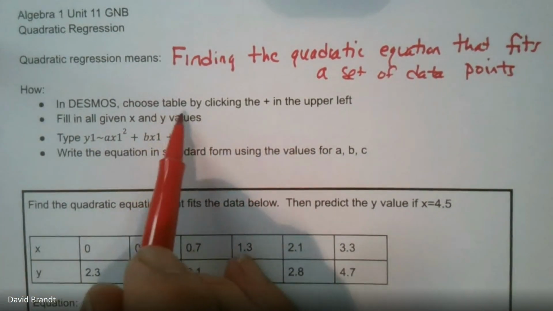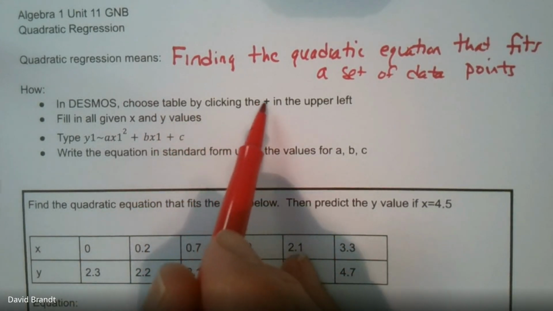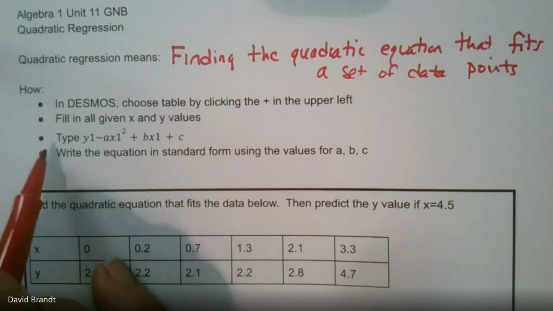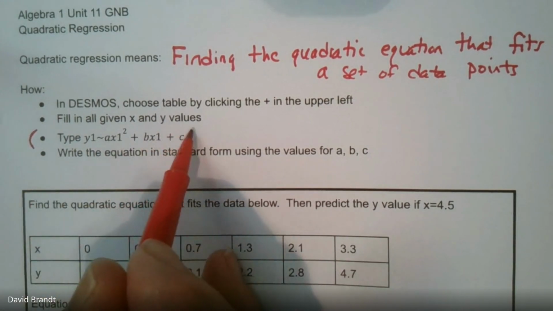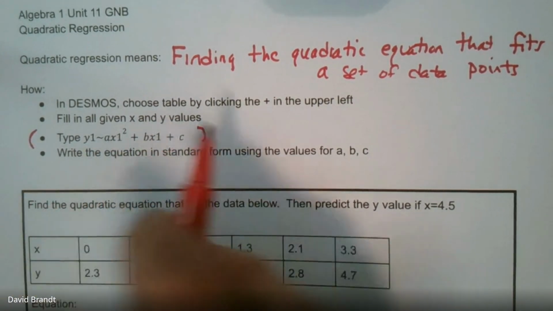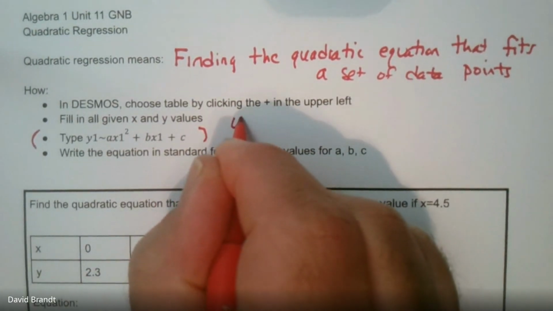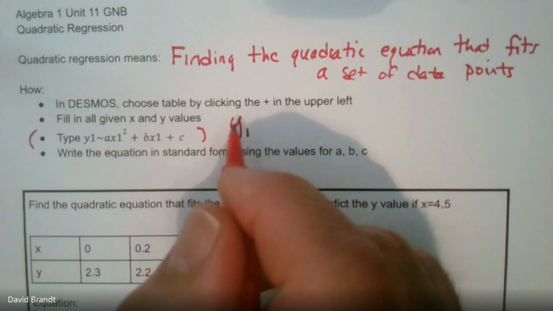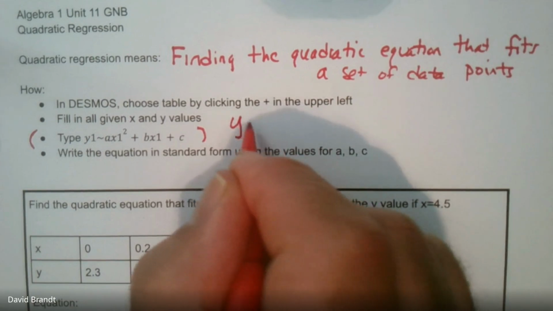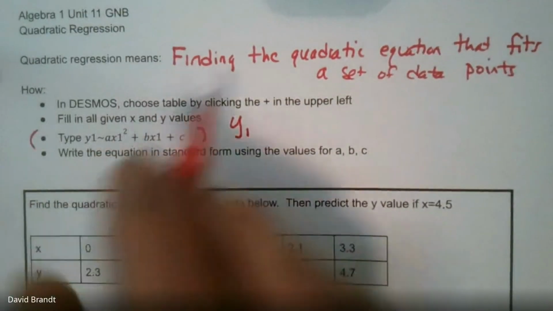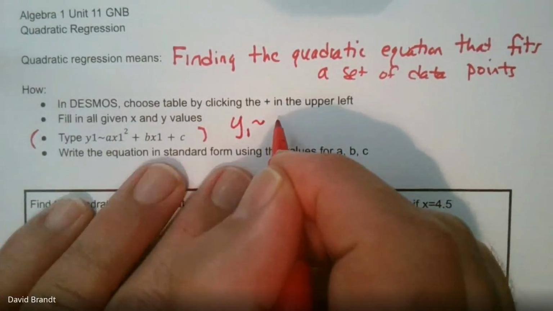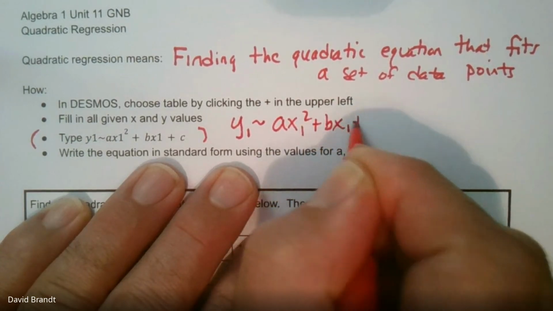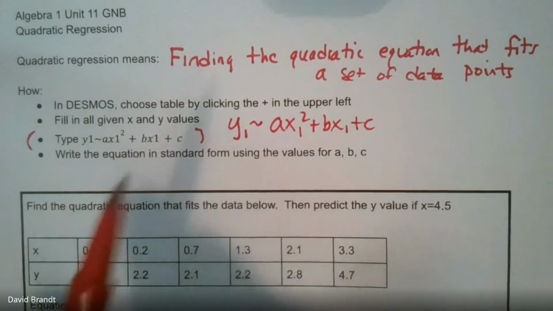You're going to start by choosing table by clicking the plus sign in the upper left. You're going to fill in all the given X and Y values. And this is what you're going to type. This is very important. And notice that there's ones. Now on the Desmos screen, when you hit Y1, it's going to be a subscript. You don't have to do anything. It's going to automatically be a subscript when you type the 1, and you want it to be a subscript. I just couldn't get subscripts in the notes. So this is what it looks like: a x1 squared plus b x1 plus c. That's what it's going to look like on the screen.